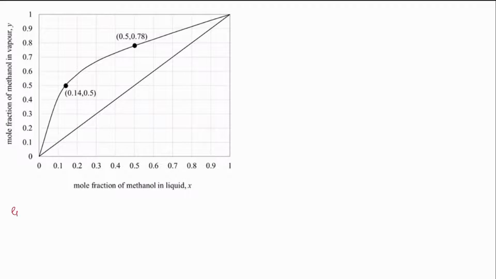So let us take the graph and the given data in a separate page. So we have been given the data xD is equal to 0.92, which is the mole fraction of the distillate. We have also been given that the feed is an equimolar saturated liquid. So that means the feed fraction q is equal to 1.